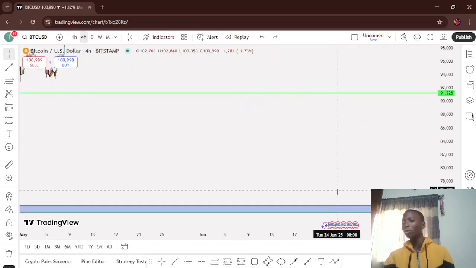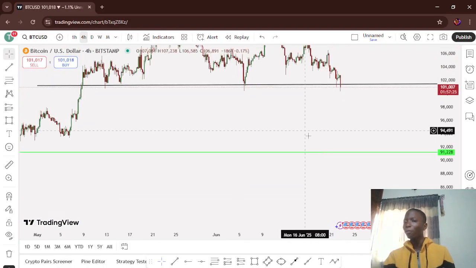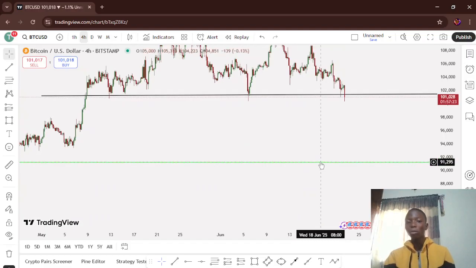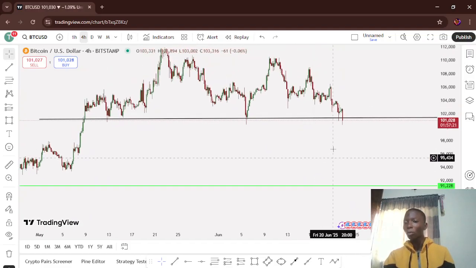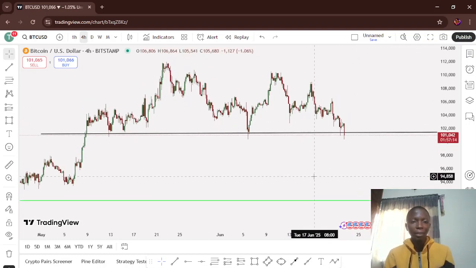That is if it's dropped to the zone. But my first bias is here. It's surely going to drop around here unless we see a turn over. But like this is dropping here. It's dropping here.